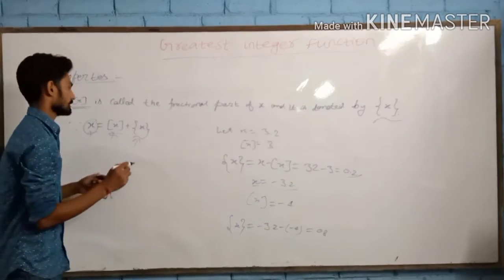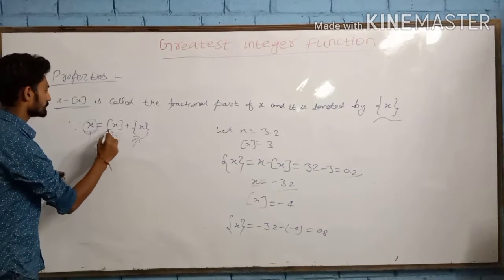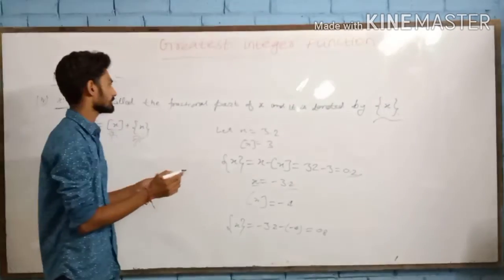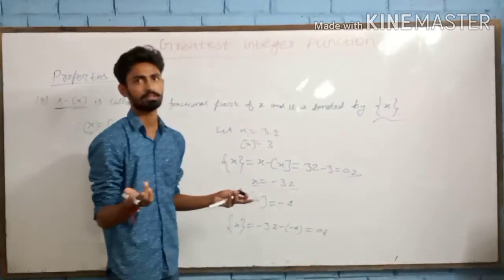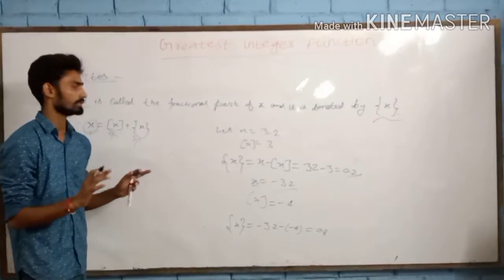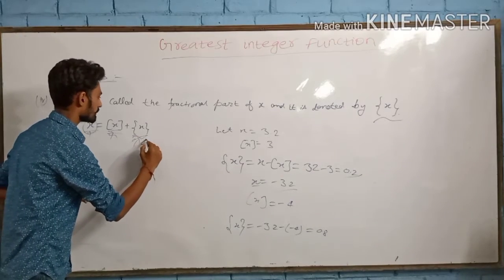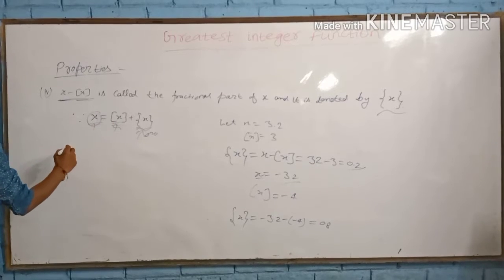And for an integer we can see that x is equal to ⌊x⌋. We saw earlier that for an integral part of x, ⌊x⌋ is the same as x. So here the fractional part is 0. For an integer, the fractional part is 0. Let's see the range of the fractional part of x.